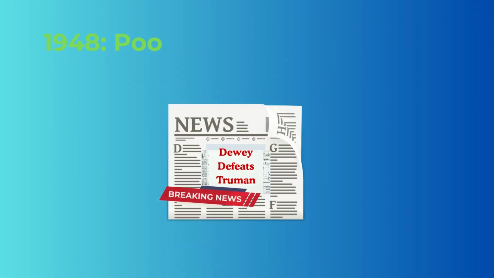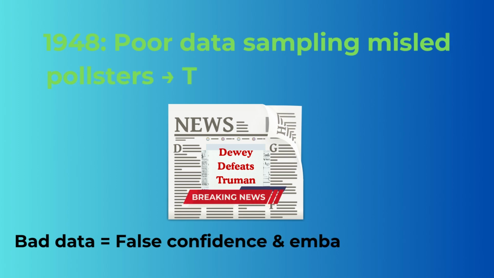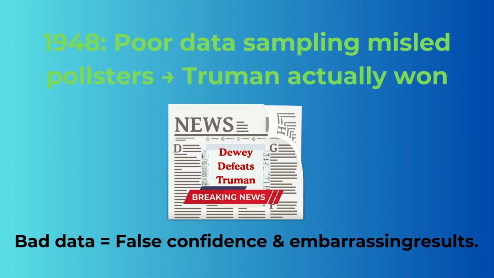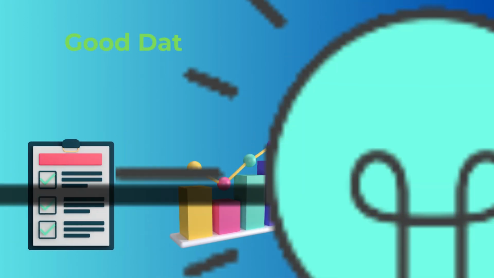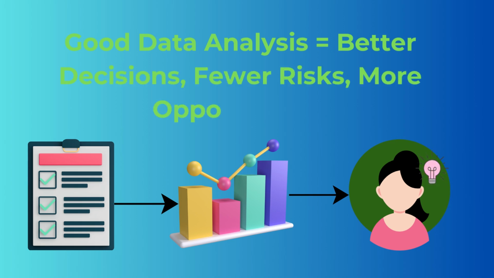Back in 1948, US newspapers famously printed the headline "Dewey defeats Truman" even before election results were in. But pollsters made a big mistake. They used poor sampling for this survey. They underestimated rural voters and the data misled them. The real winner was President Truman. It is a powerful reminder for us. Bad data or bad analysis can create false confidence with embarrassing results. That's why data analysis matters so much. It is the difference between success and failure, progress and stagnation.